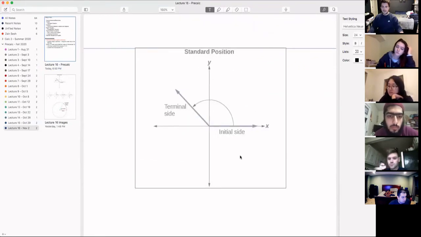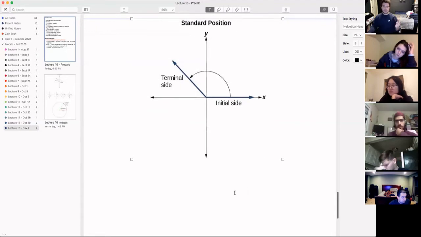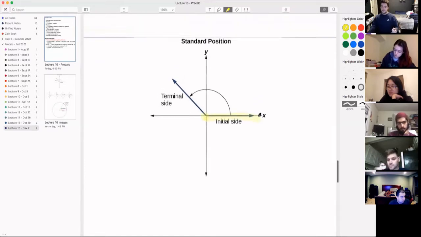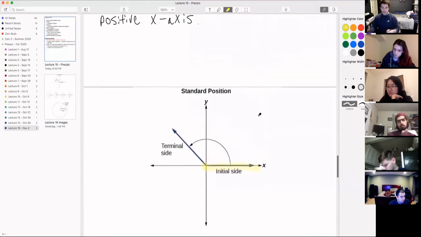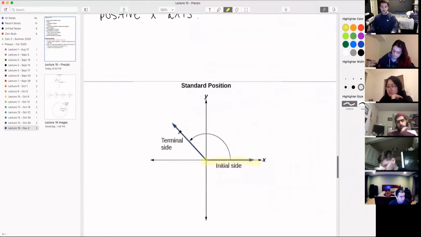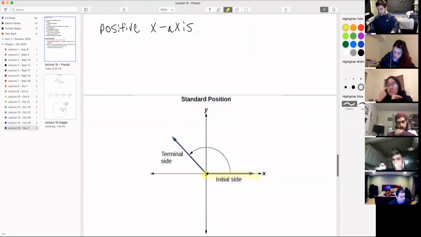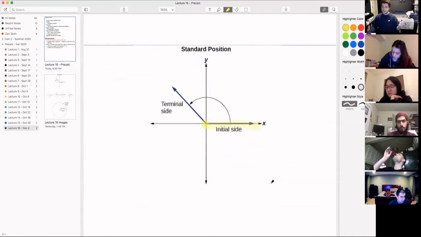Right. So you can see the definition in this picture. The vertex of the angle is precisely at the origin, and the initial side is lying exactly on the positive x-axis. And that's it. Of course, we have two rays that share an endpoint. So this is an angle in standard position because the vertex is at the origin and its initial side is lying on the positive x-axis. All right, so this is what it looks like.